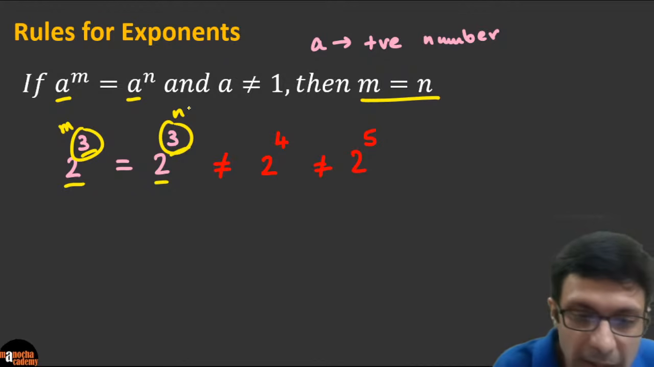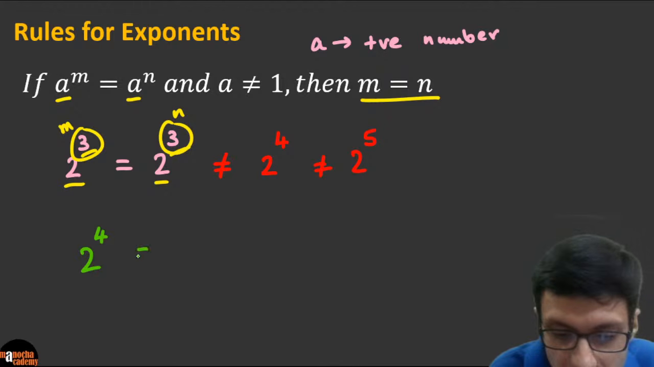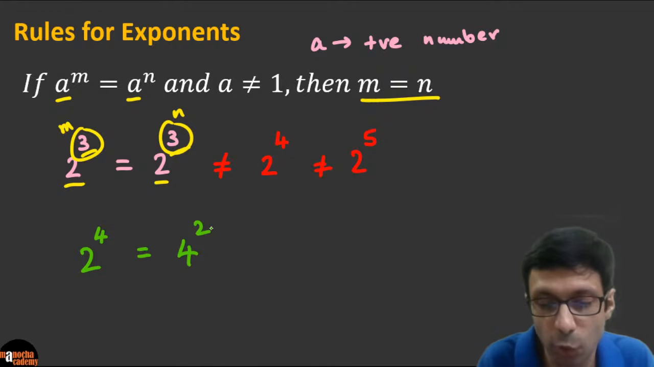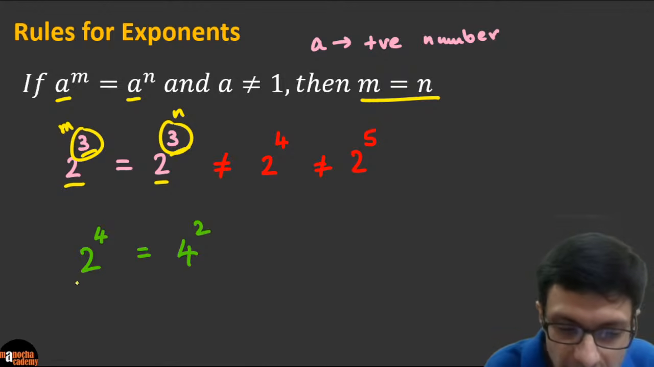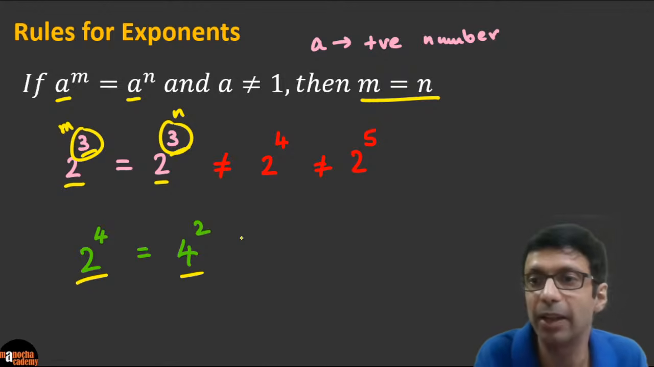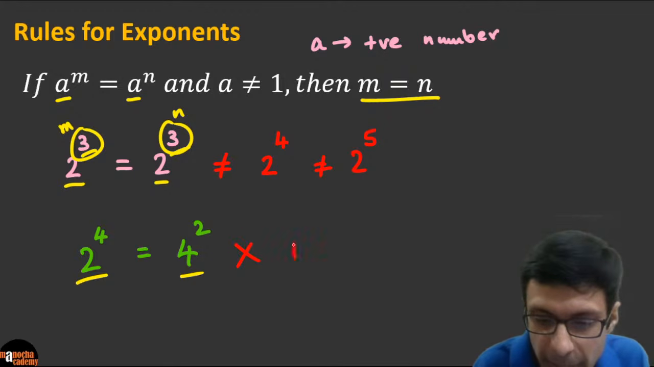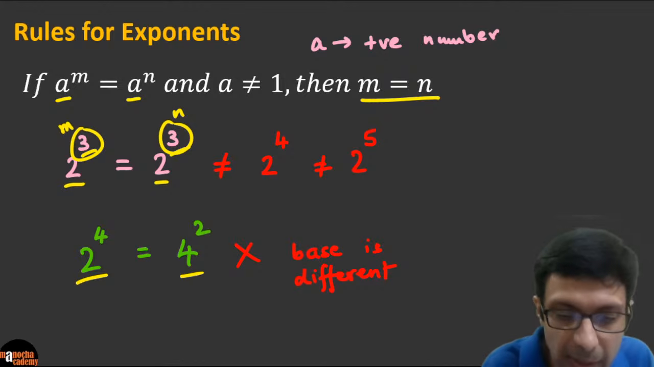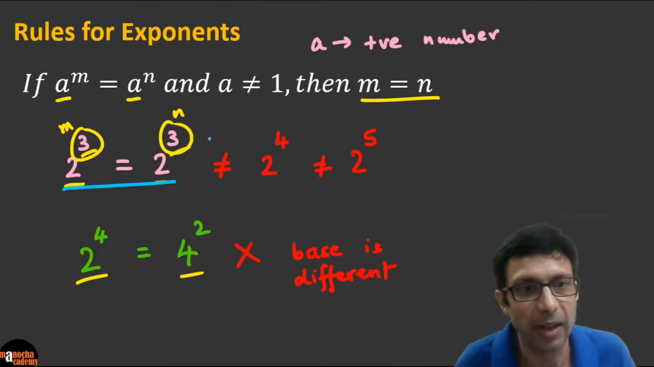But there's another interesting example. 2 to the power 4 is equal to 4 to the power 2. 2 to the power 4 is 16. We can also express it as 4 to the power 2, but we can't apply these rules here because the base is not the same. Here the base is different, so we can't equate the powers. We can't say 4 is equal to 2. Our rule cannot be applied because the base is different. But when the base is the same and the two numbers are equal, then we can say the powers are equal. Excellent, guys.